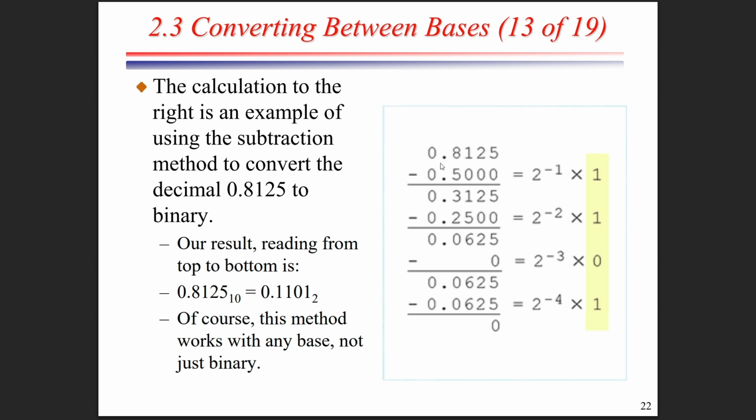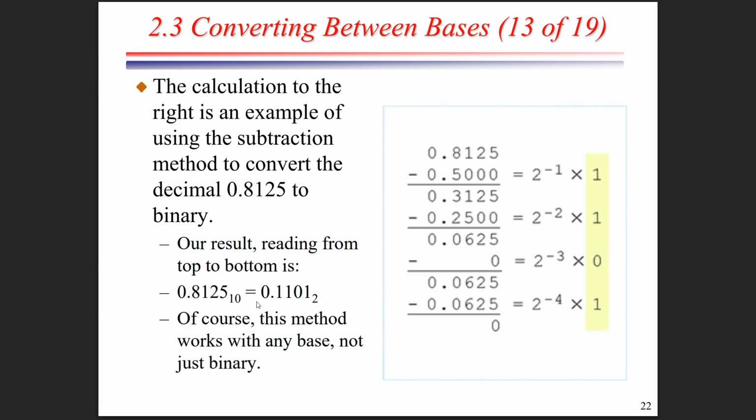0.8125 minus 0.5, because 2 to the power of negative 1 means 1 over 2, so it's 0.5. After the subtraction, it is 0.3125. Minus 1 over 4, which is 0.25, gives 0.0625. The same thing goes on. In the end, it will become 0, and we got our answer.